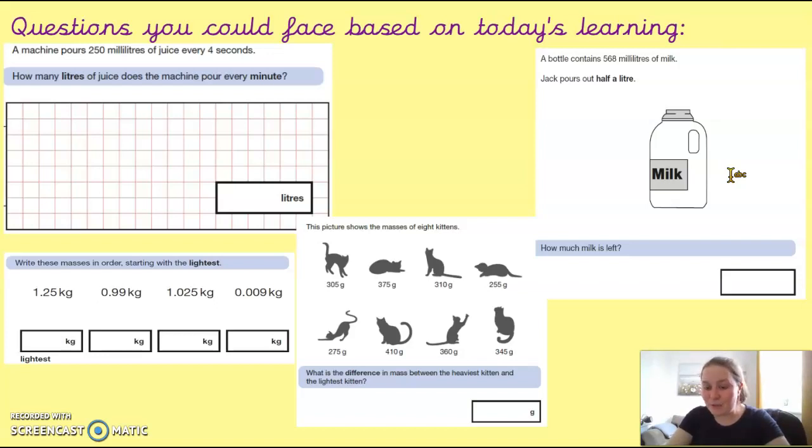Have a go at the difficulty level that you feel comfortable with today. And remember, if it all feels a bit tricky, drop into your teams with your teacher at 12:10 to get some help. Thank you for joining the lesson. Good luck with your independent work today.